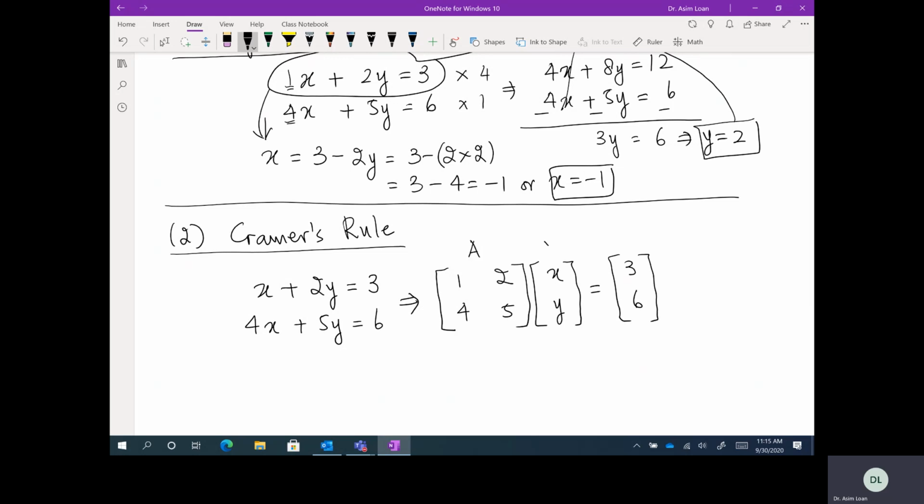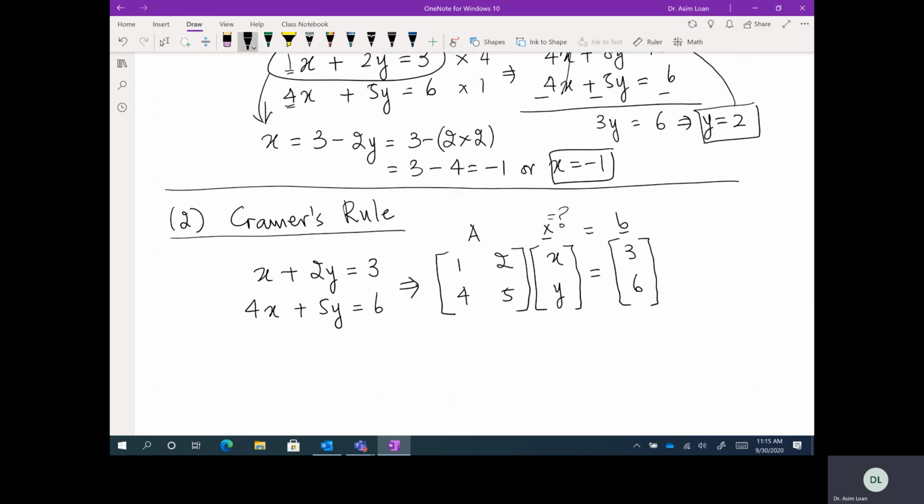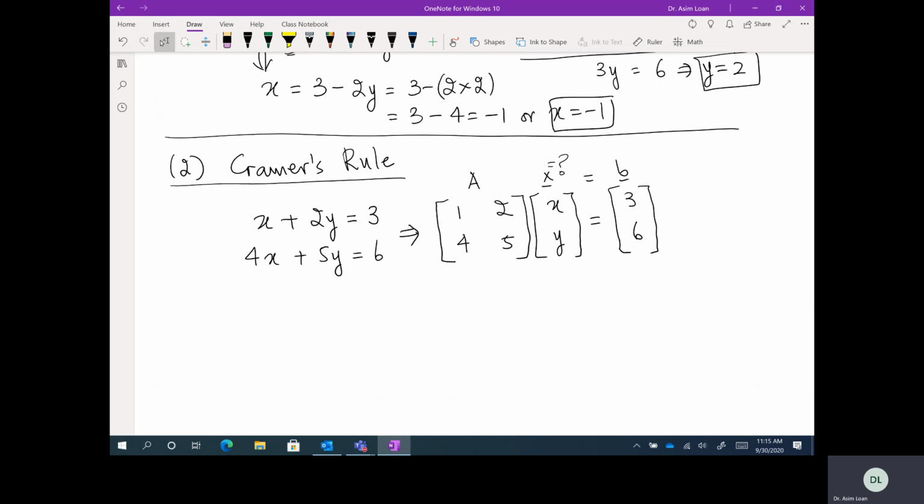So this is A, this is some vector x, and this is some vector b. A and b are known, and x is unknown, and we need to find this x. I hope you know from your high school how to write this system of equations in matrix form. Cramer's rule simply means, if you want to find x, replace the first column by b. If you want to find y, replace the second column by b. So x equals, and you need to find determinants.